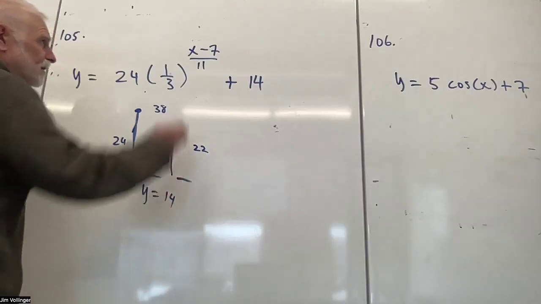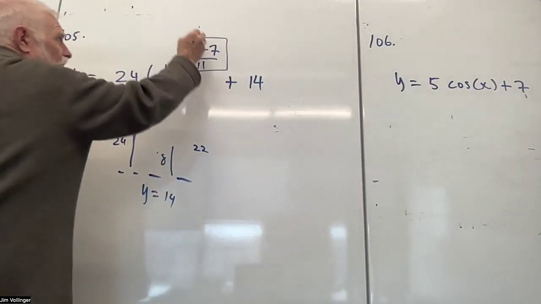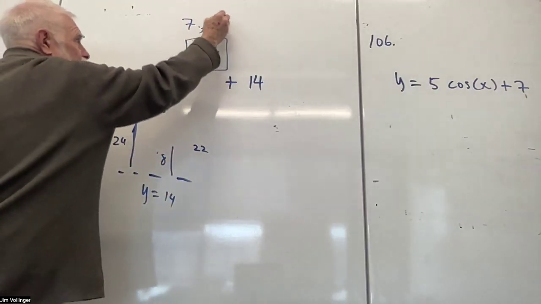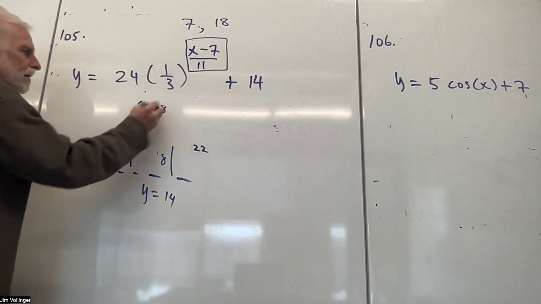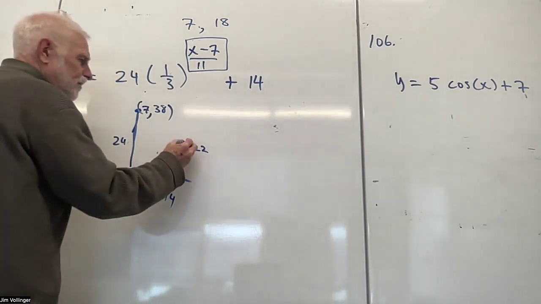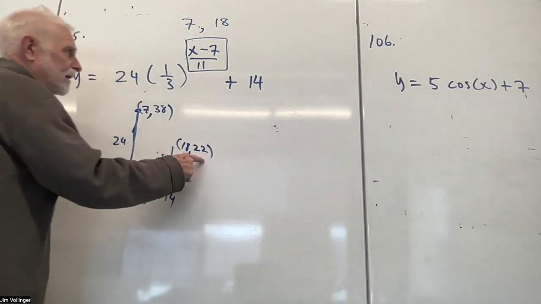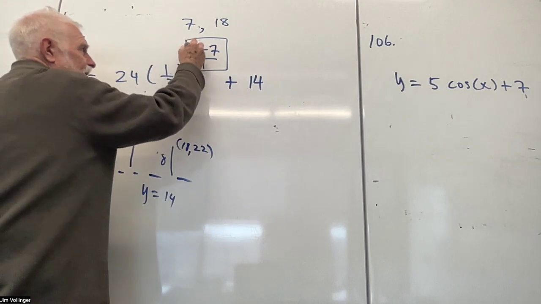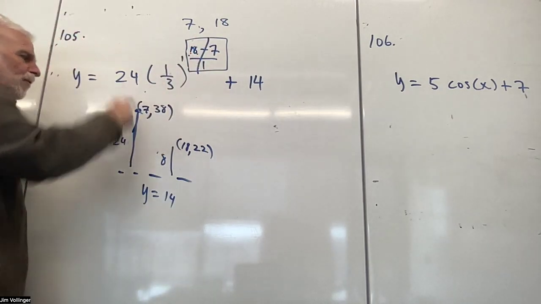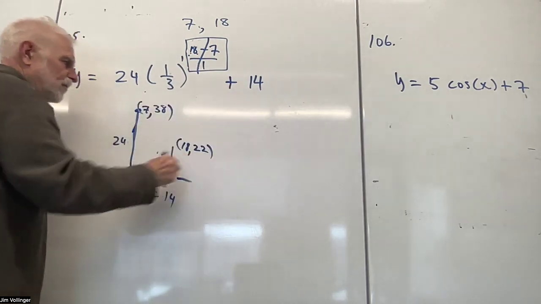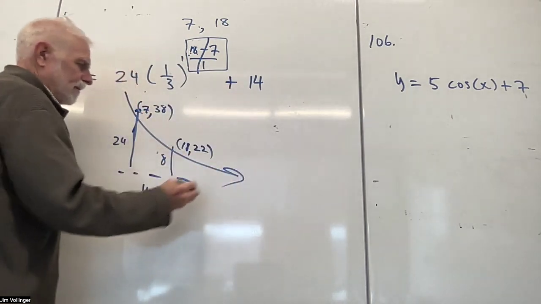If I pick the right numbers, what numbers do I want to pick? 7 and 18. And you work with them and you'll see that 7 gets you 38 and 18 gets you 22. Let's do 18 gets us 22. 18 minus 7. Oh, 11s. The 11s cancel and give me 1. What's 1/3 of 24? 8 on top of 14. There's your 22. There's your graph.